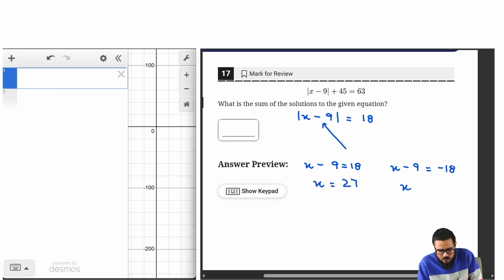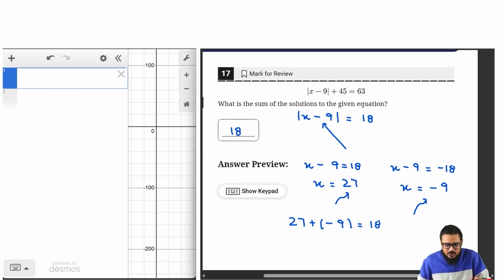And if you solve the other one, x minus 9 equals minus 18, if I add 9 on both sides, this would come out as minus 9, minus 18 plus 9. So I have both the possible values of x. And since I'm looking to find the sum of these 2 values, I'm going to add the number 27 to the number minus 9, and that should come out as 18, right? That should be the right answer.